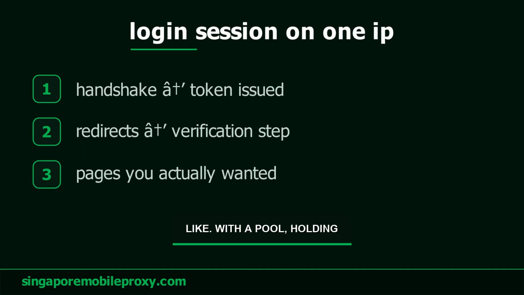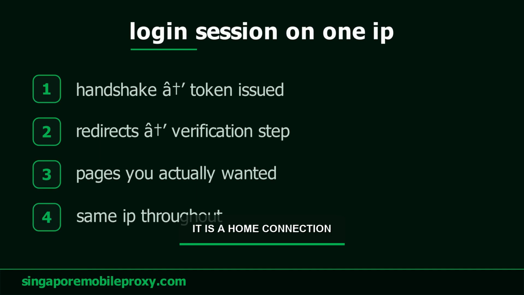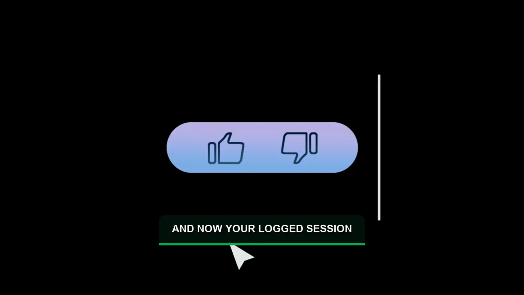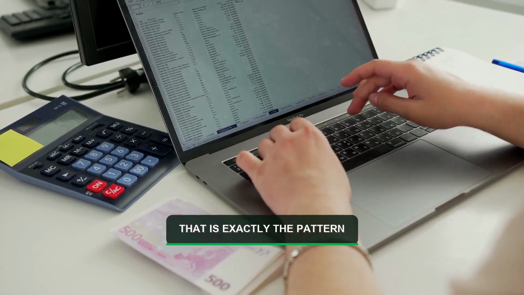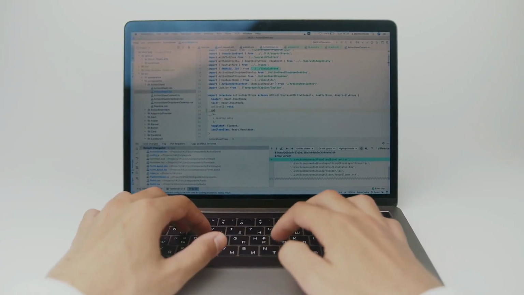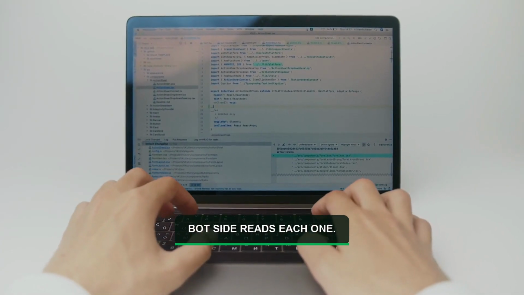With a pool, holding a session means you have to pin an IP yourself and hope it stays alive. It is a home connection you do not control, so it can drop mid-task, and now your logged in session jumps to a new IP in the middle of the flow. That is exactly the pattern that gets an account flagged. Think about how the anti-bot side reads each one.